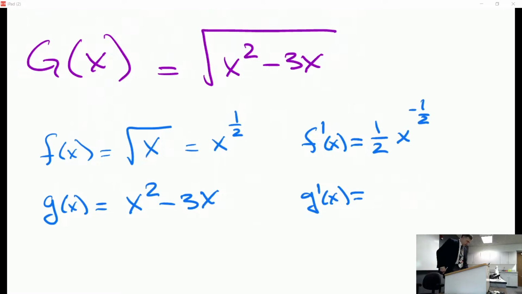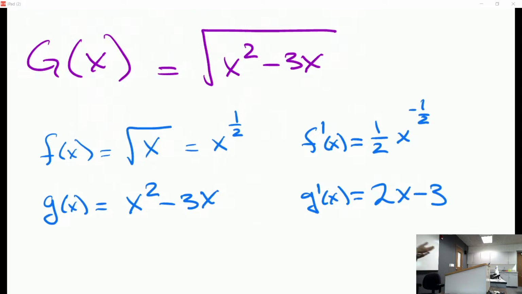All right, onward. Elena, what's the derivative of g of x? I got 2x minus 3. That's what I got too. Beautiful. So these basic derivatives are easy. It's when we combine them that things get harder.